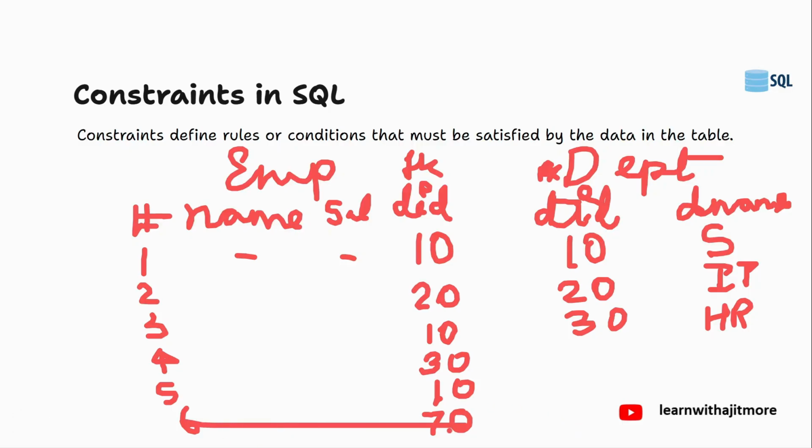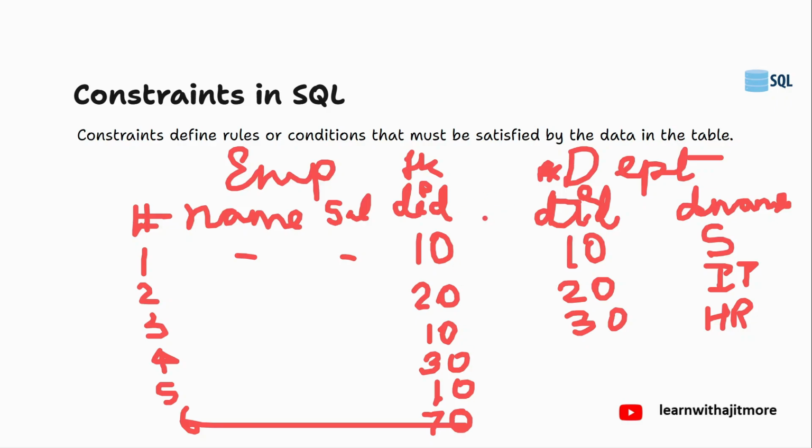Getting? Because you're trying to give value 70 and this is a foreign key. It is referring its values from another table's primary key, so these values should be from that column only. Right or no? You're giving a value which is not in this column. 10 was there, 20 was present, 10 was present, 30 is present, 10 is present, but 70 is not there. It is violating referential integrity. So that is foreign key.